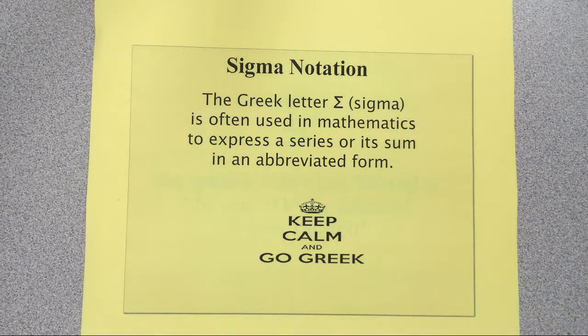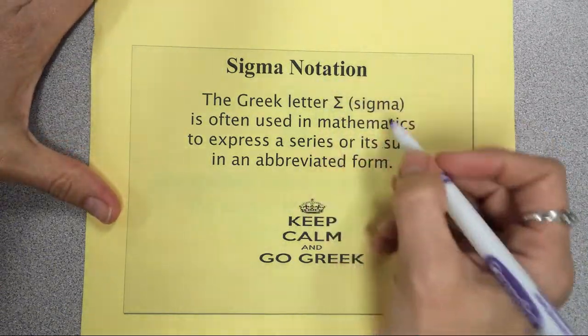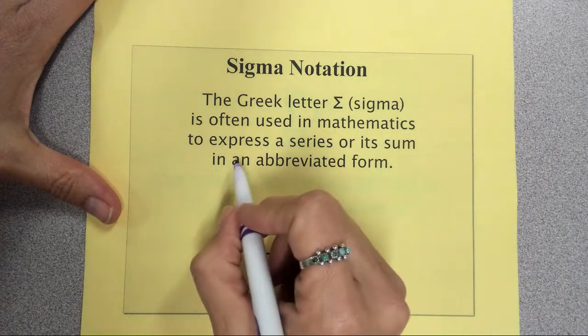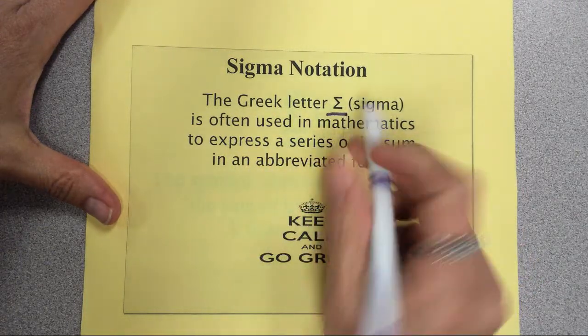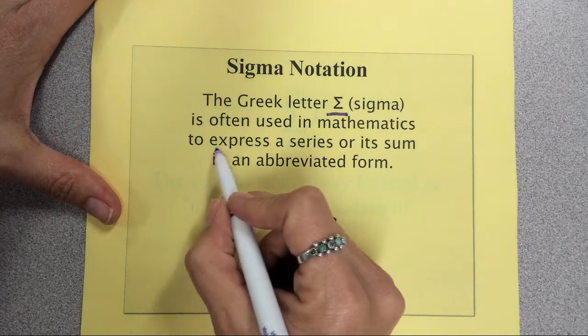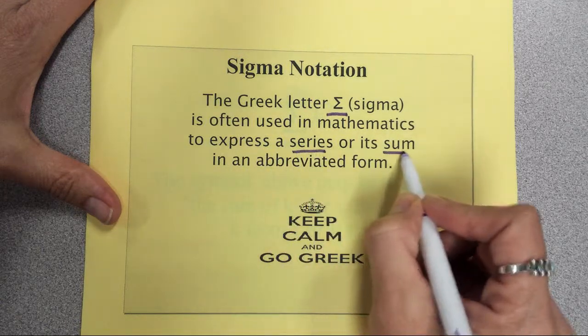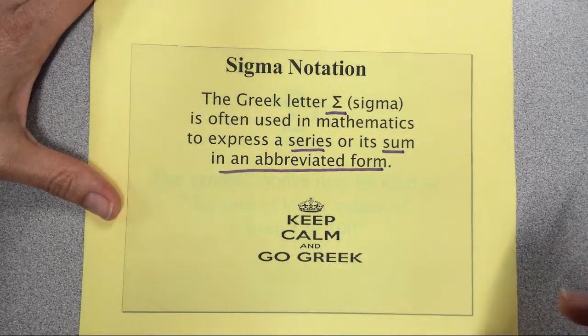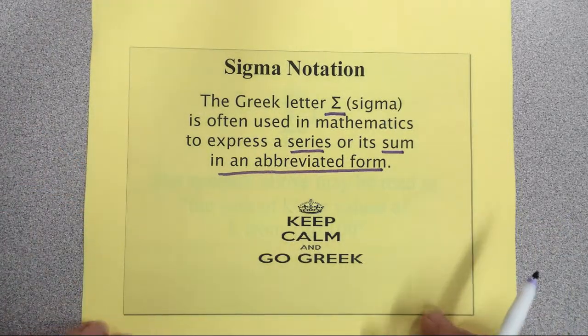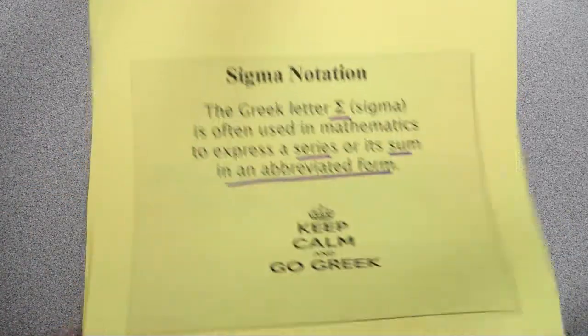Today in class we talked about sigma notation, and we learned that sigma notation is a Greek letter, this is your sigma, and it's used to express a series or its sum in an abbreviated form. And we're going to keep it really simple on this unit.